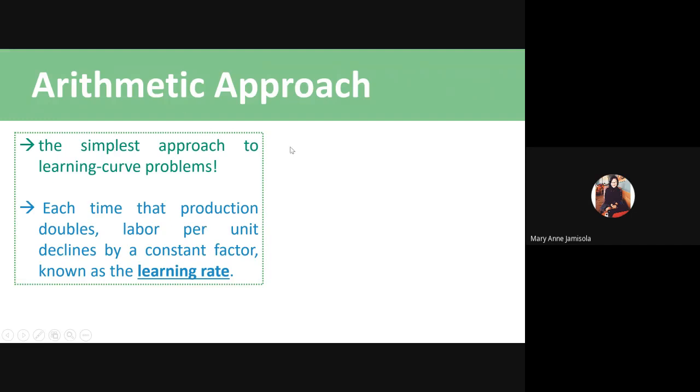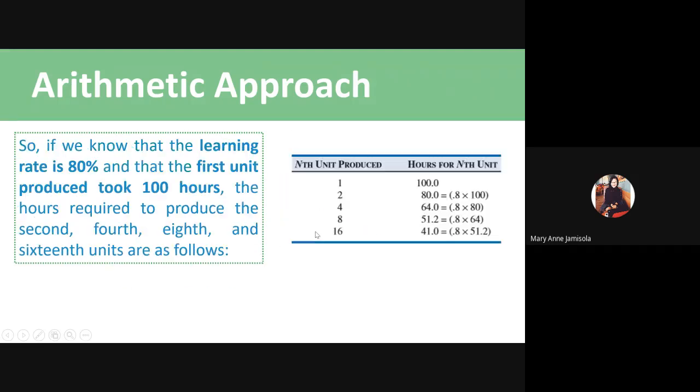So this one is the simplest approach to learning curve problems. Each time that production doubles, labor per unit declines by a constant factor known as the learning rate or your learning curve rate. Again, for the arithmetic approach, this is on the basis of doubling of production. So for example, if we know that the learning rate is 80% and that the first unit produced took 100 hours, the hours required to produce the second, fourth, eighth, and 16th units are as follows.